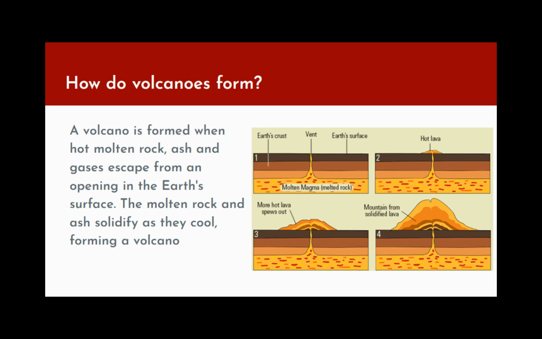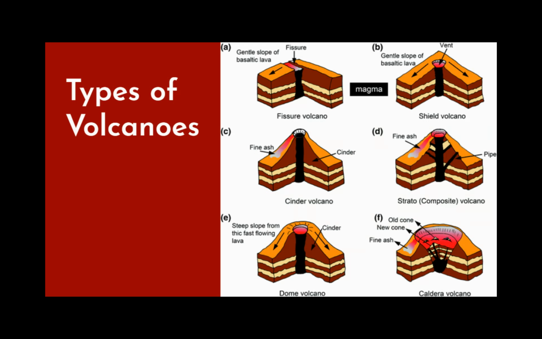Yeah, does anybody have any questions about this? No? Okay, so there are different types of volcanoes. Lots of different types of volcanoes. The first one is a fissure volcano. These are our gentle slopes, kind of like our deep sea vents. So the ones that just kind of spread out and spread out and spread out and aren't like big tall mountains. We have our shield volcanoes, which have a more gentle slope.